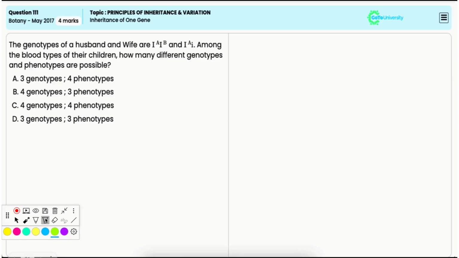In this question, it is given that the genotype of a husband is IAIB and that of his wife is IAi. So, among the blood types of their children, you have to identify how many different genotypes and phenotypes are possible.